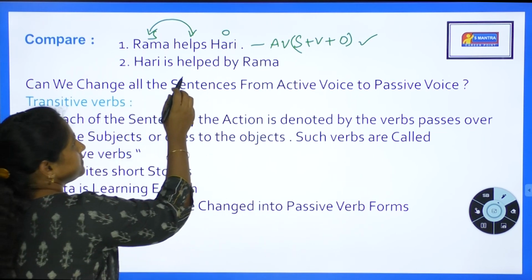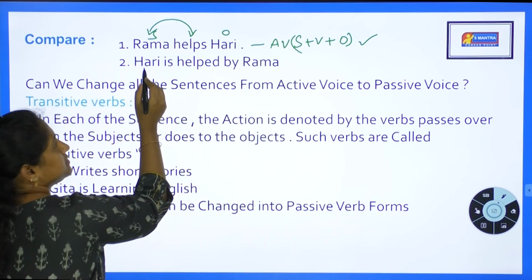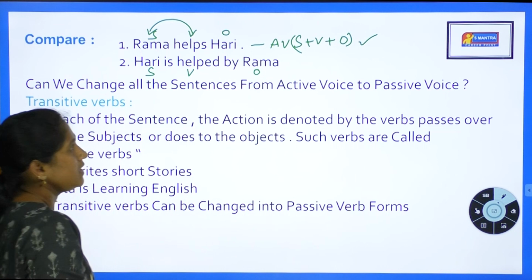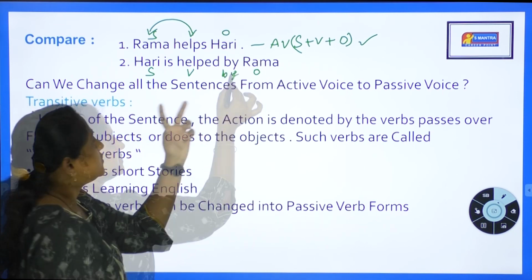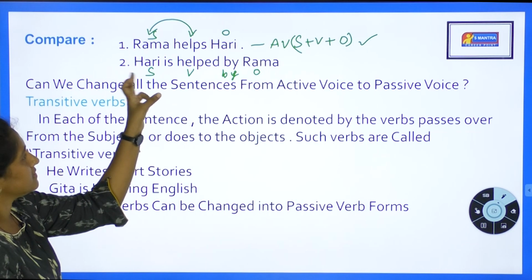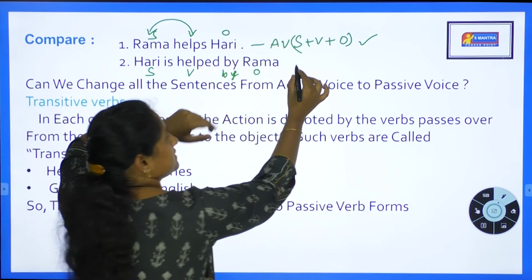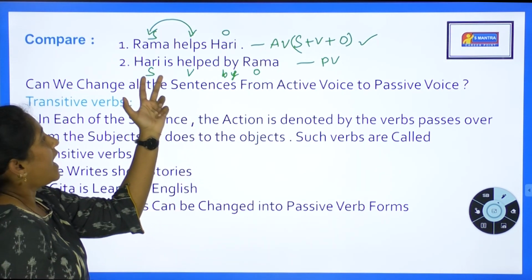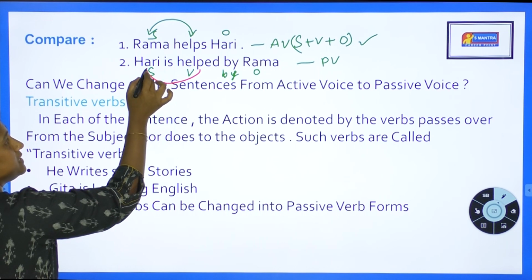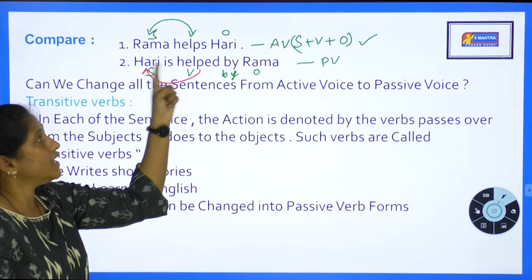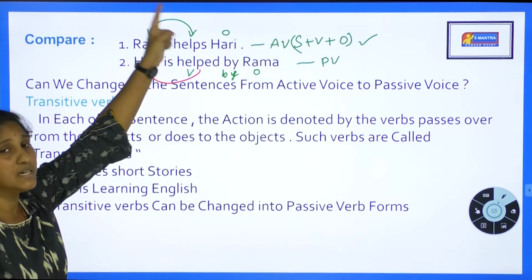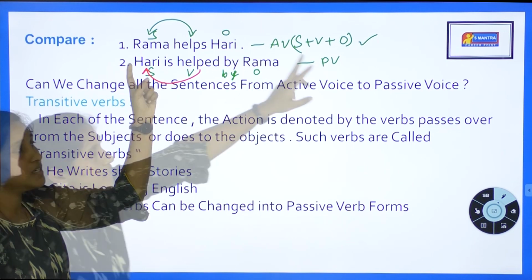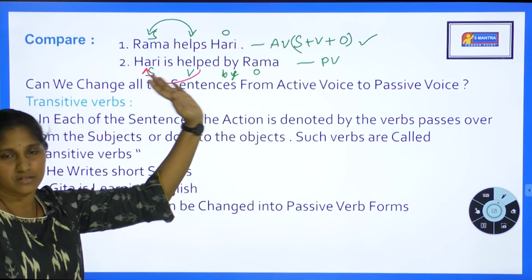Then this is a passive voice sentence. Here also we have subject, verb, object, and one extra word, by. This is passive voice. In this passive voice sentence, the action is received by the subject. We have discussed that the action is done by the subject in active voice, but the action is received by the subject in passive voice. So that is the difference between them.